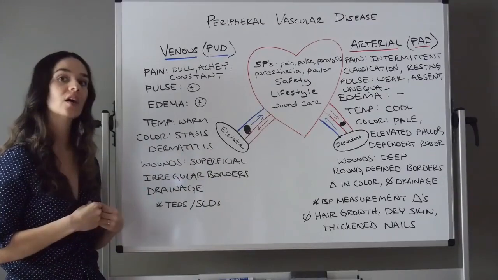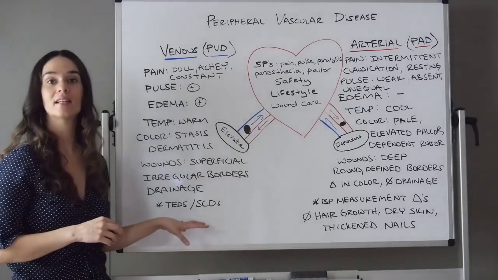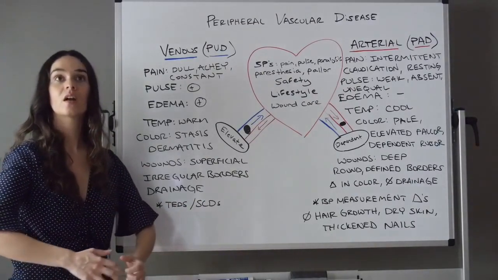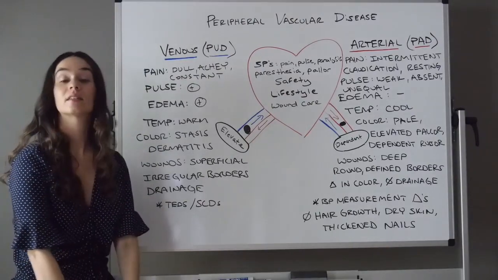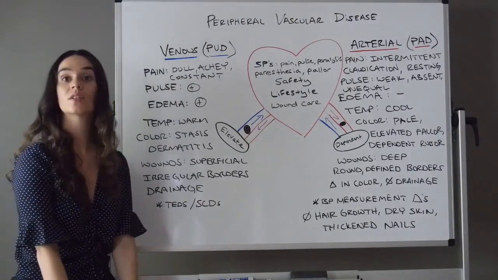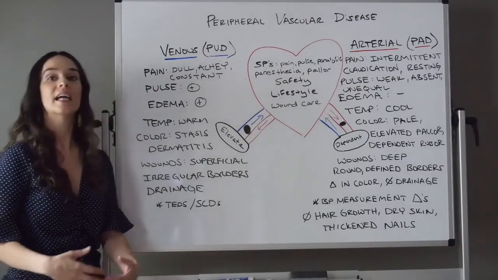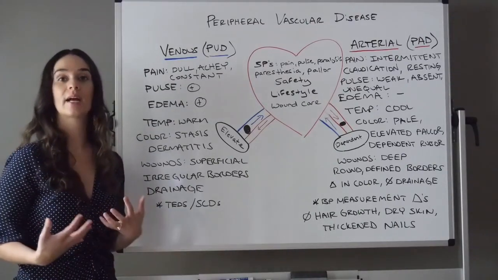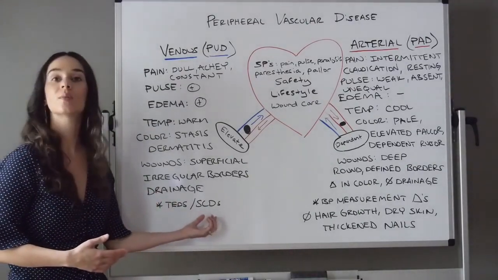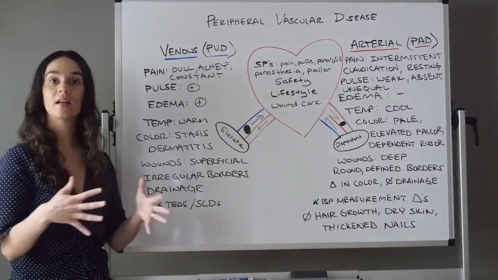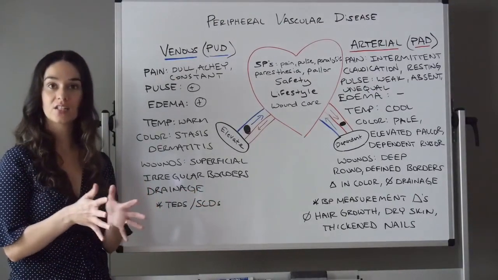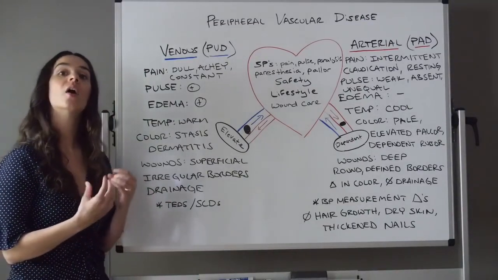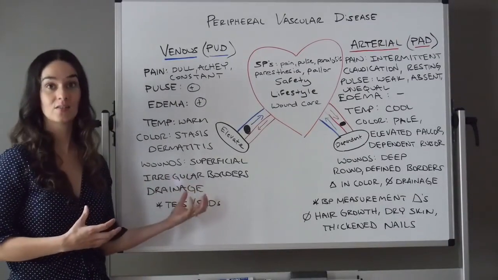And the last thing I want to talk about today is TEDs and SCDs. Your TEDs look like stockings that can go up to your knees or can be thigh high. They help push stagnant blood in our extremities back to our heart, help recirculate it. TEDs and your sequential compression devices, which work similarly, have an inflation and deflation motion, which allows the recirculation of blood from distal extremities back to the heart, and are very appropriate and recommended in our venous disorders.